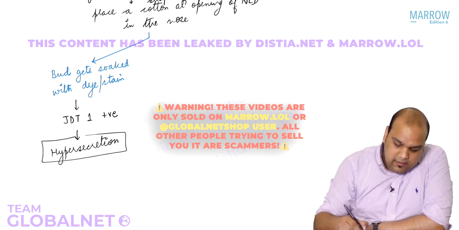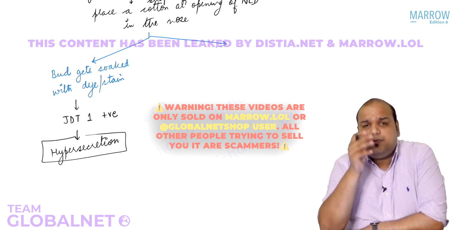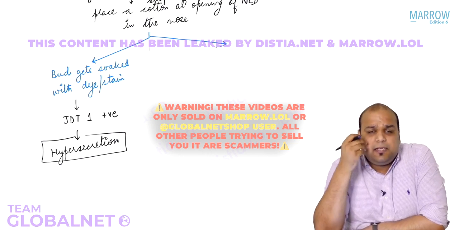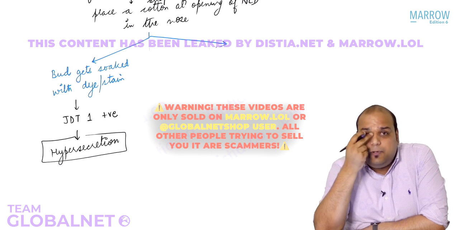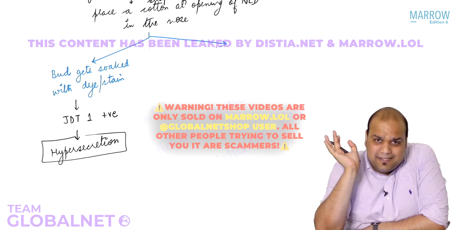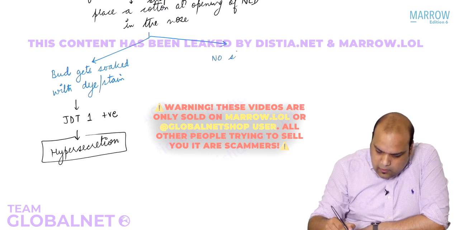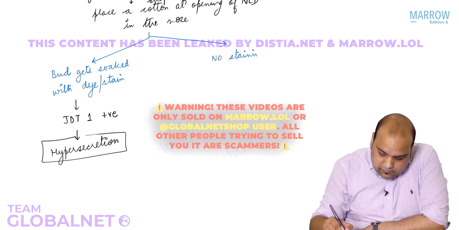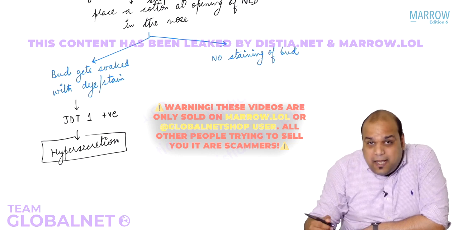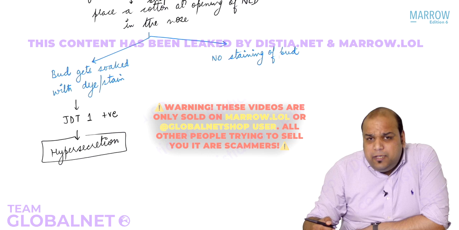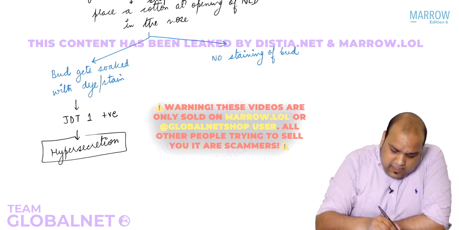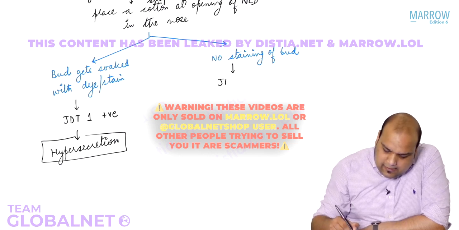Okay? That means there was no obstruction, nothing at all. It was just a simple case of hypersecretion. That is why the dye was able to travel throughout my lacrimal drainage passage. Secondly, everybody, if no staining of bud by the dye, that means the dye has not been able to travel up to the ending of NLD. We say Jones dye test 1 is negative.